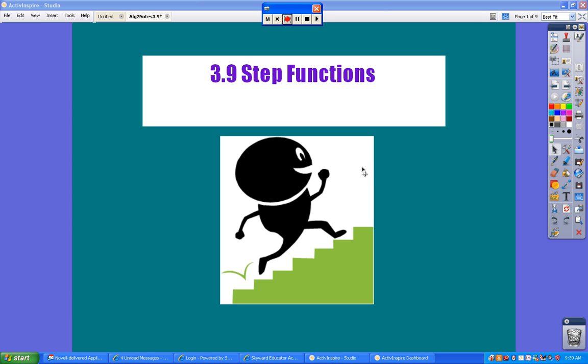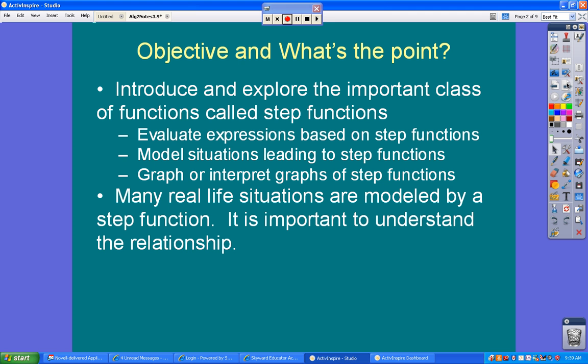This is section 3.9, step functions. That guy's going up steps. Here we go. Objective and what's the point? We are going to introduce and explore the important class of functions called step functions. And we're going to evaluate them. We're going to model with them and look at their graphs.